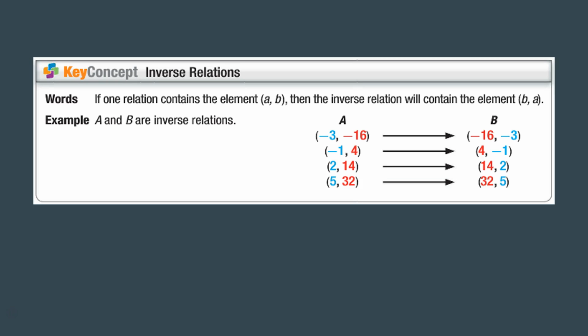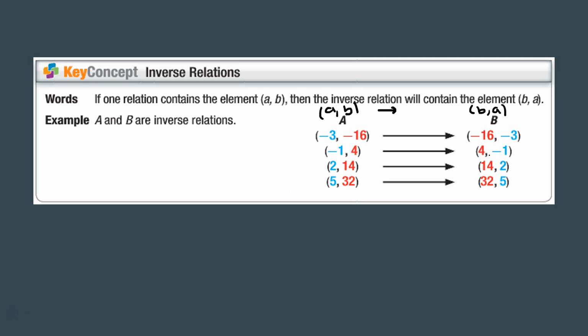Alright, so let's go over inverse relations. It says, if one relation contains an element (a, b), then the inverse relation will contain the element (b, a). So this is really straightforward. Your -3 is a, and your -16 is b. Then it changes for the inverse, and you have b, -16, first, and then a. So all it did was switch the order. (-3, -16) becomes (-16, -3). (-1, 4) becomes (4, -1).